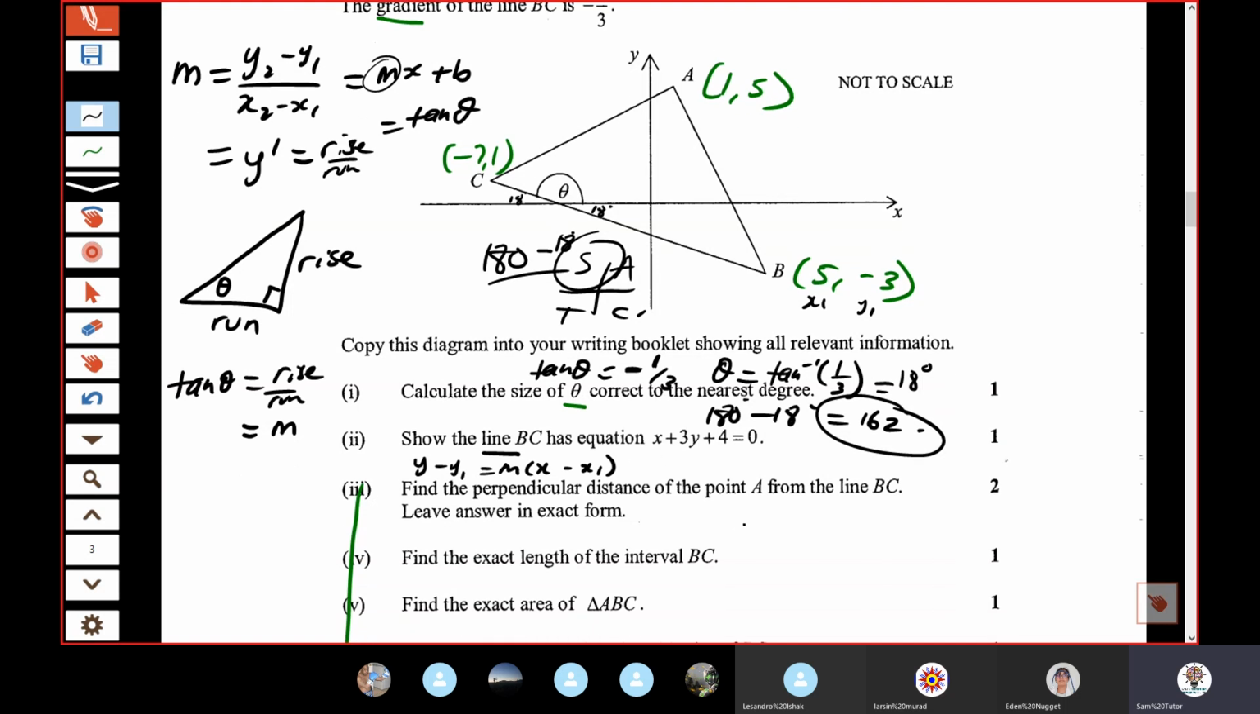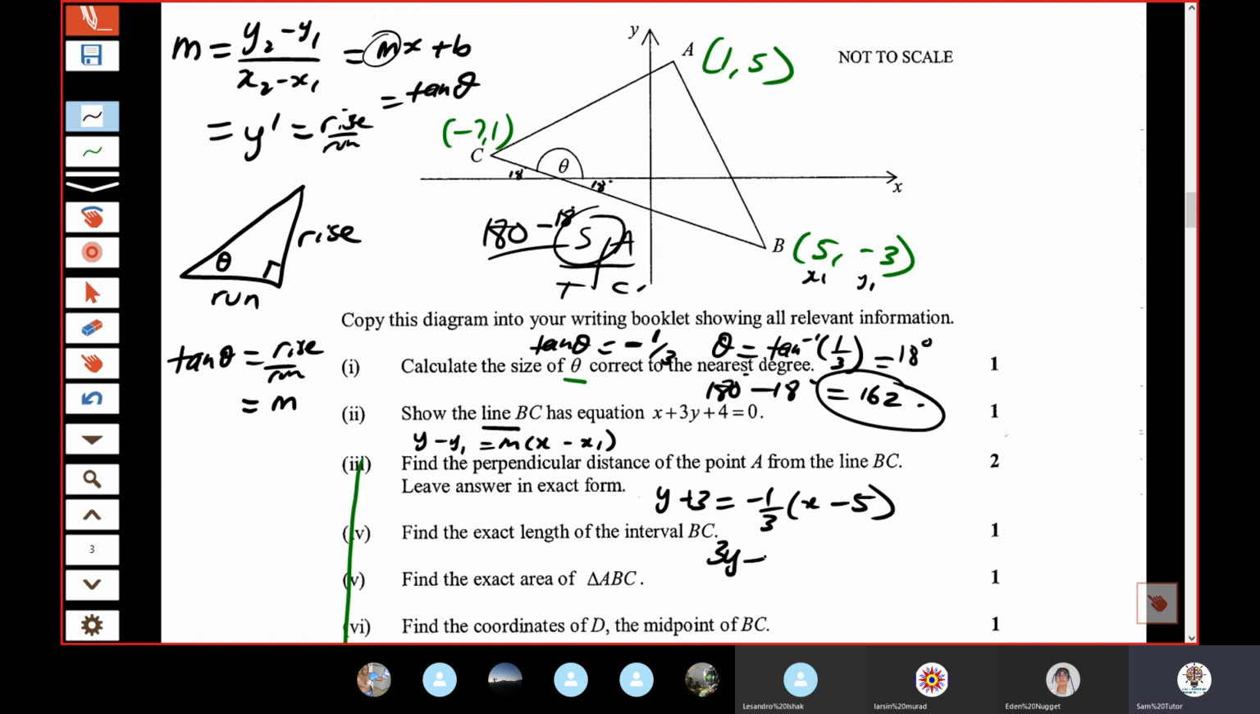M is negative a third. That's what was given to us. So y minus y1 equals negative a third, x minus x1. What did I always say to do at this stage when you've got a fraction like this? I did not say to expand it in. And fingers crossed, we got it out. If we know how to multiply, 3 times 3 is 9. And then x plus 3y plus 4 equals 0. Do you see it all?